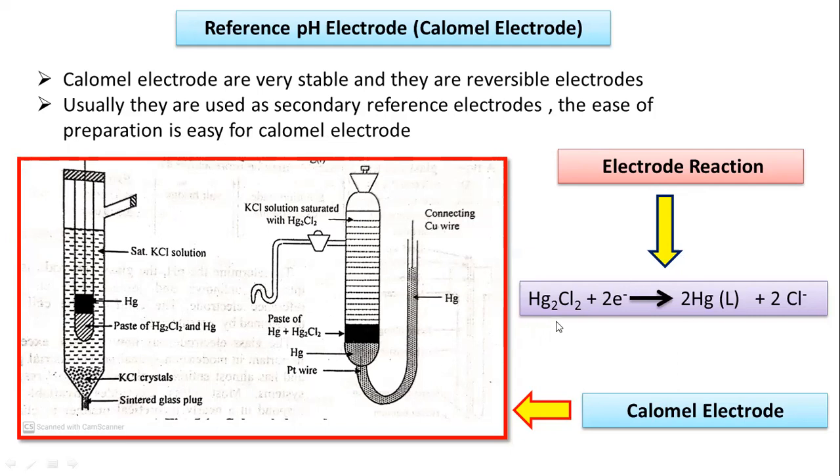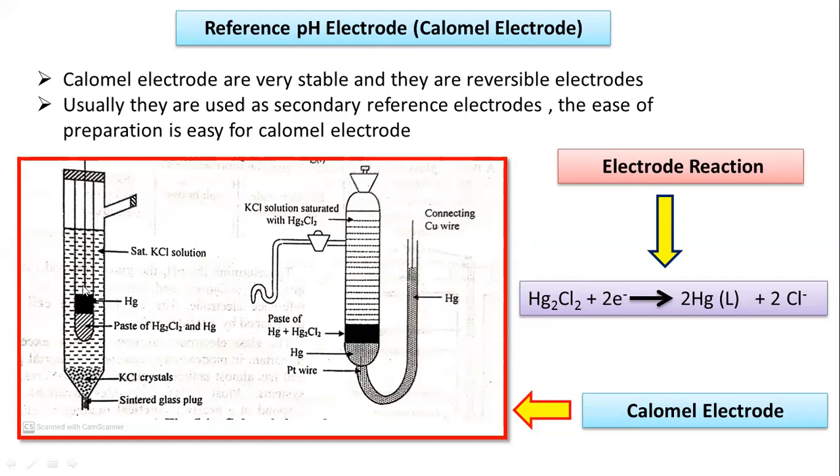So actually it consists of a saturated solution of mercurous chloride, that is HgCl2. When it takes two electrons, the salt gets converted into Hg, that is metal, in the liquid state, with the elimination of two chloride ions. And this is the diagram for the calomel electrode.